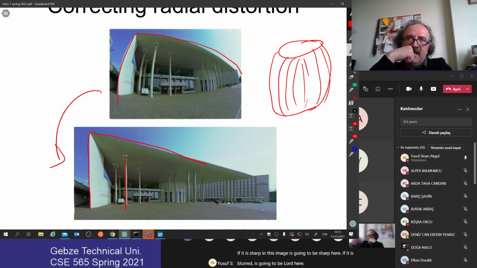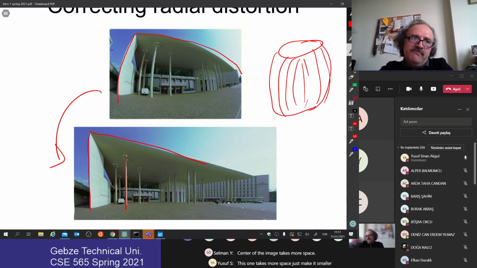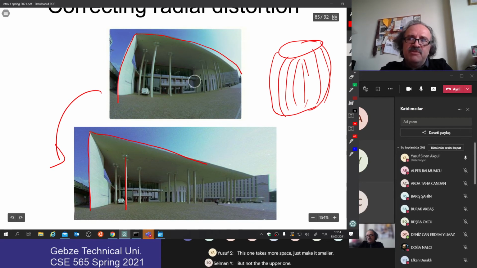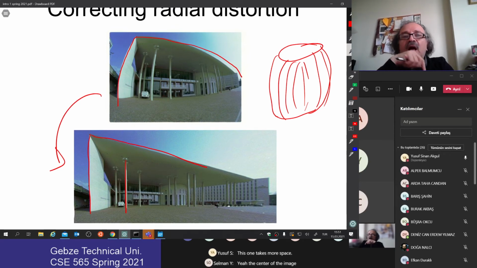Center of the image takes more space. This one takes more space. Yeah, the center of the image. Oh, yeah. So you like it better in that case. Center of the image takes more space, so you can focus on it.